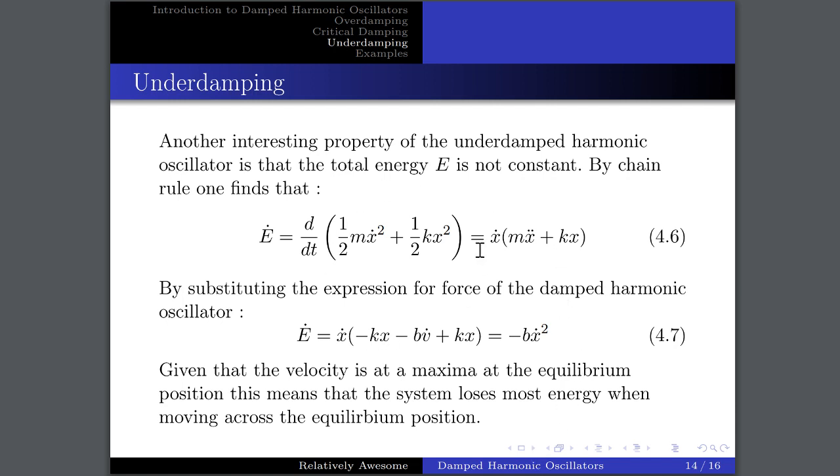However, another interesting property of the underdamped harmonic oscillator is that the total energy E is not constant. By chain rule, one finds that the power, which is the derivative of energy with respect to time, is as follows. And using chain rule, we can write it as the following. By substituting the expression for the velocity of the damped harmonic oscillator, we obtain the following equation. And given that the velocity is maximum at the equilibrium position, this means that the system loses the most energy when it's moving across the equilibrium, as the sign in front is negative.